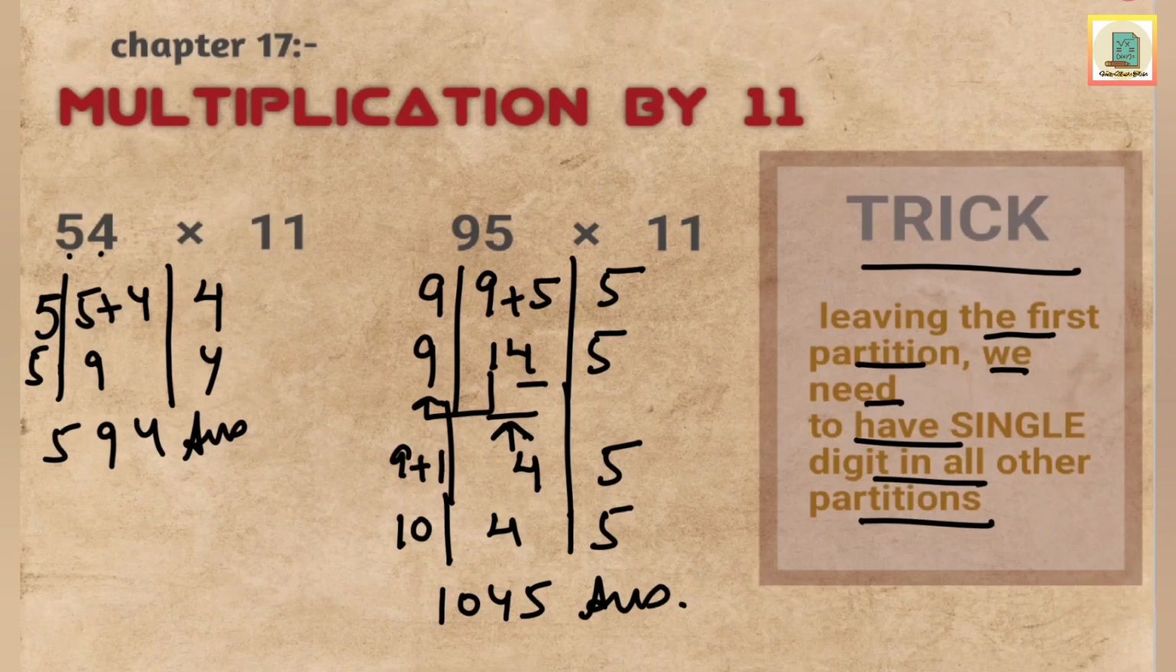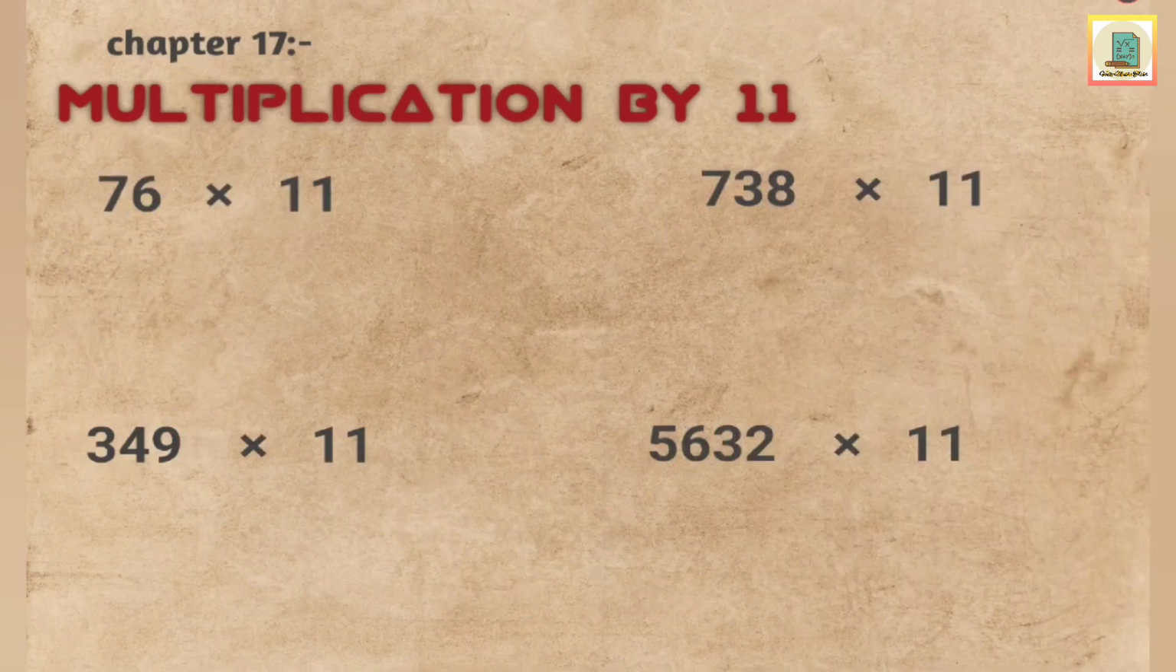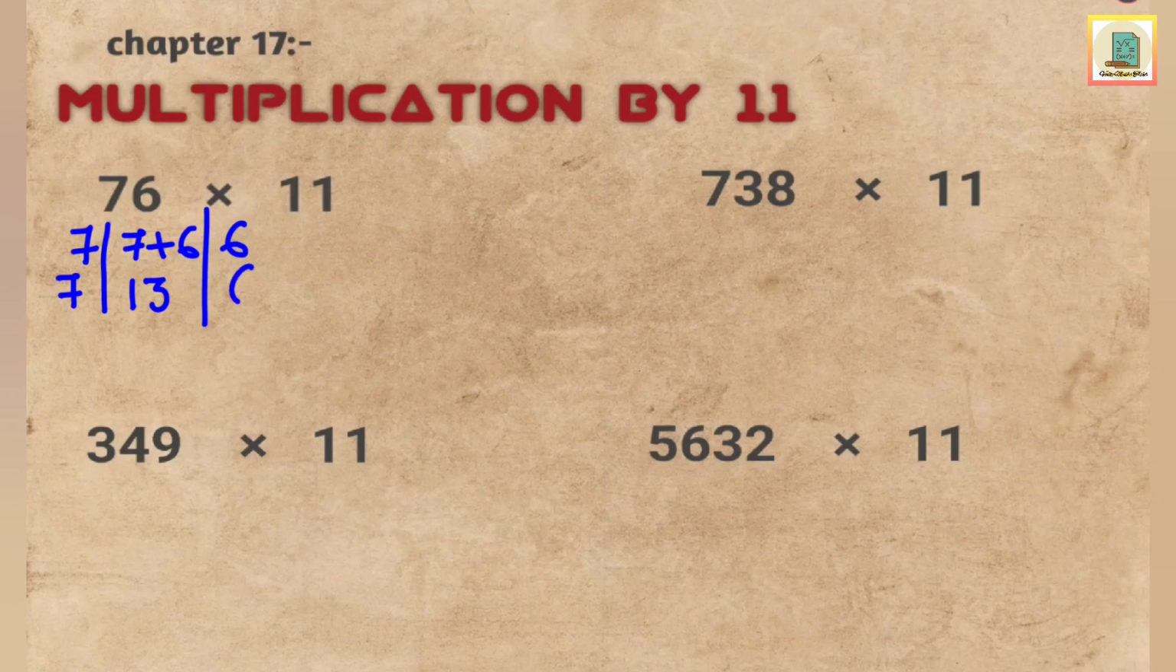Now let's understand this trick by taking 3-digit and 4-digit numbers also. The question is 76 multiplied by 11. First of all, we'll write the first number as it is. Now make a partition. In the second partition, we'll add both the digits, which is 7 plus 6, and in the last partition, we'll write the last number, which is 6. Now 7 plus 6 gives you 13, and in the last partition, we get 6.